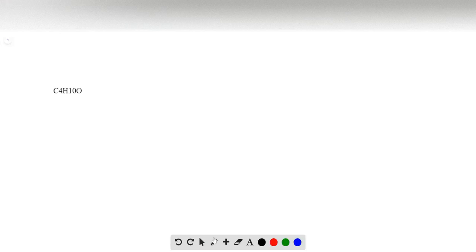Let's draw the 7 isomers of C4H10O and determine what their functional groups are. There's a few ways you can go about this. I'd probably start with a straight linear chain of 4 carbons and then figure out how many hydrogens are on each carbon. So currently we have 3, 4, 5, 6, 7, 8, 9. And if we add an alcohol on the end, that gives us our 10th hydrogen and our oxygen.